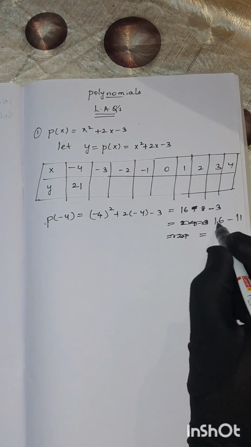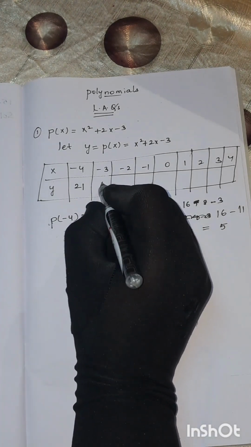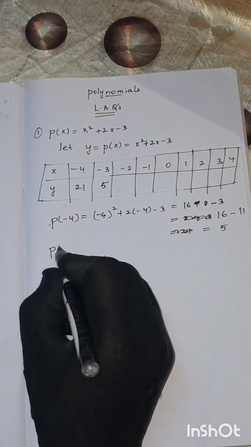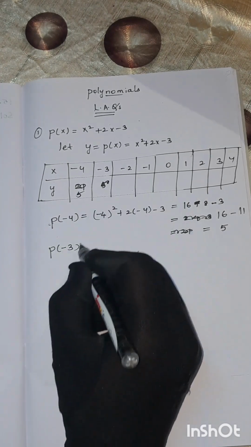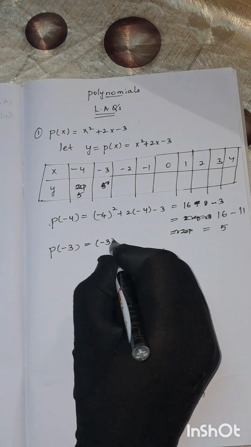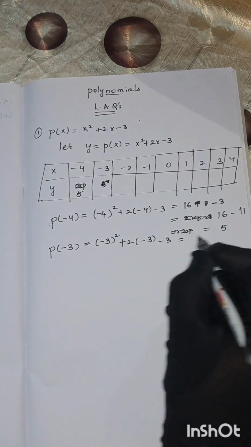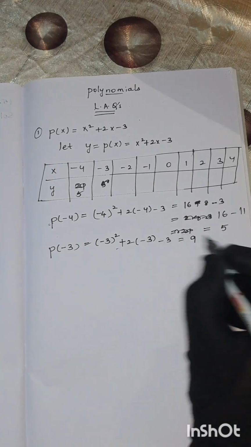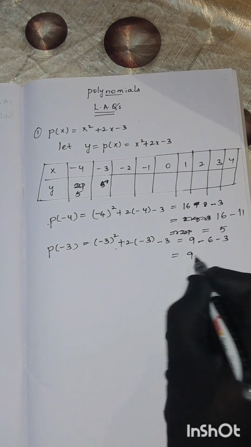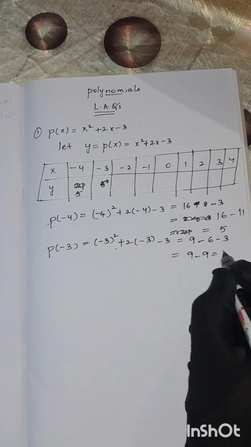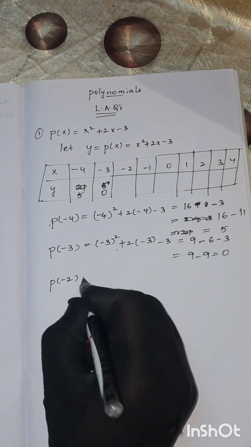So your answer will be what? 16 minus 11 is 5. So your value of y is what? 5. Next, p of minus 3. P of minus 3 means minus 3 whole square plus 2 into minus 3 minus 3. 3 3s is 9. Minus into minus plus. Plus into minus minus. 2 3s is 6 minus 3. So minus 6 minus 3 is minus 9. So 9 minus 9 is 0. So this is 0.